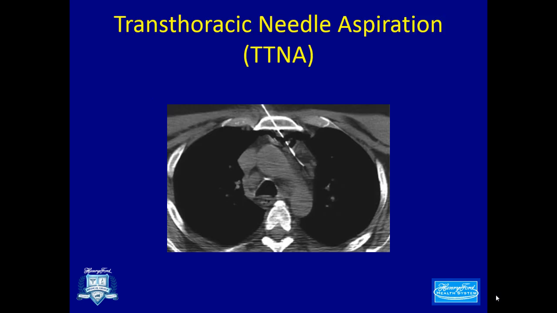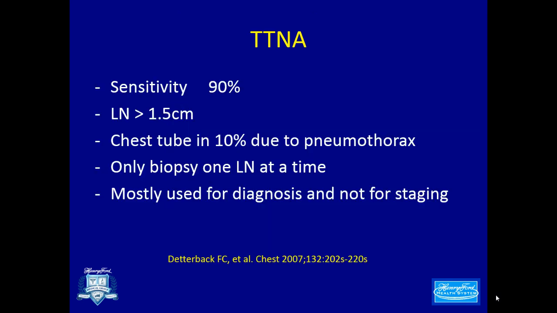Now the other way of doing this is transthoracic needle aspiration. You just go with a CT-guided needle aspiration of the lymph node. Usually anterior lymph nodes are approached that way. It has a good sensitivity, but the lymph nodes have to be 1.5 centimeters or bigger in order to access them. Complication with pneumothorax, up to 10% will get a chest tube, and you can only do one lymph node at a time with this procedure. And it's mainly used for diagnosis rather than for staging.